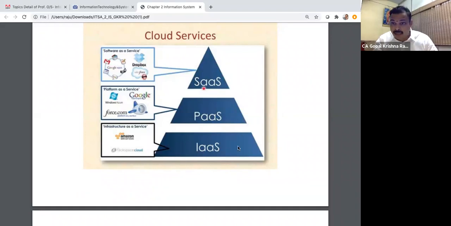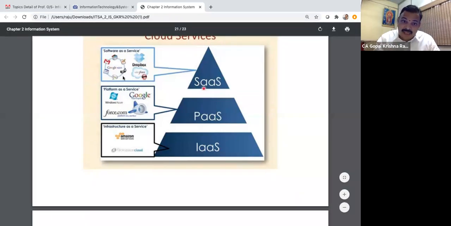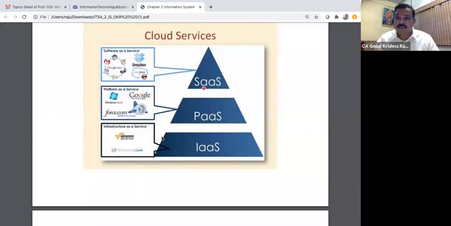Infrastructure as a service. You know, nowadays, the Microsoft company, so I'm making it very clear, I'm not advocating any product or company here. I'm just giving an example. Microsoft packages SaaS and IaaS together. What do they do? You are an office, so you need software. So I'll give you MS Office, MS Word, etcetera. I'll give Windows also. Windows means PaaS.